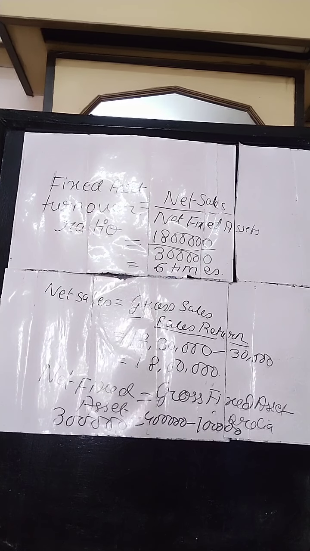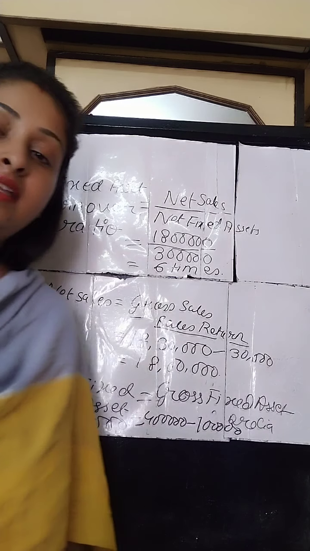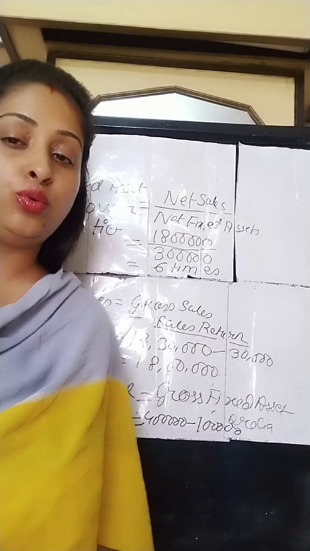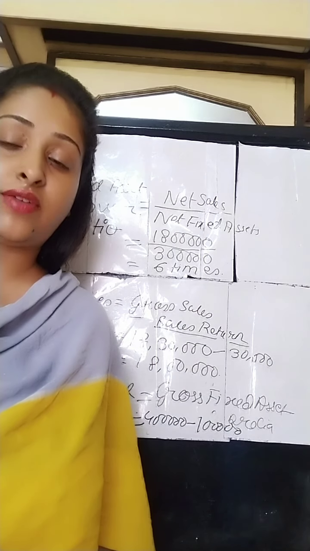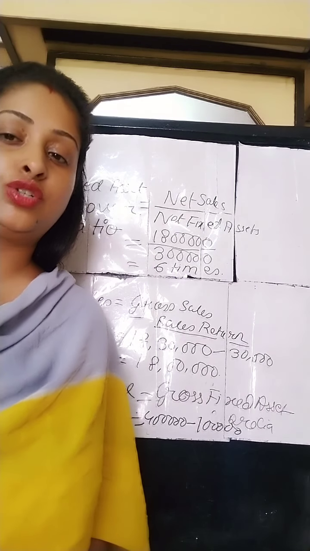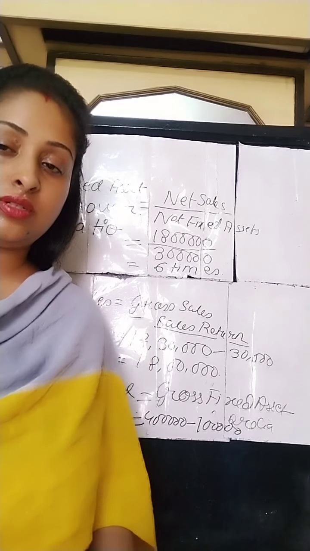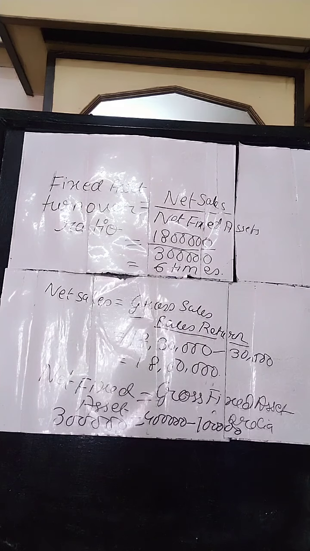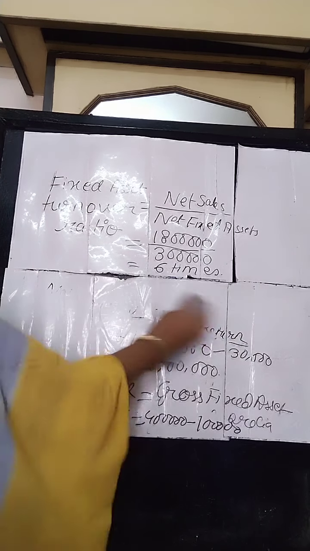Now we will do the next ratio. After fixed asset turnover ratio, we will do working capital turnover ratio. This is the second half. I have told you that we will do today the remaining two types of activity ratio, and the second activity ratio, in the second part of the video, is working capital turnover ratio. I rub this portion of the board and I will start working capital turnover ratio.